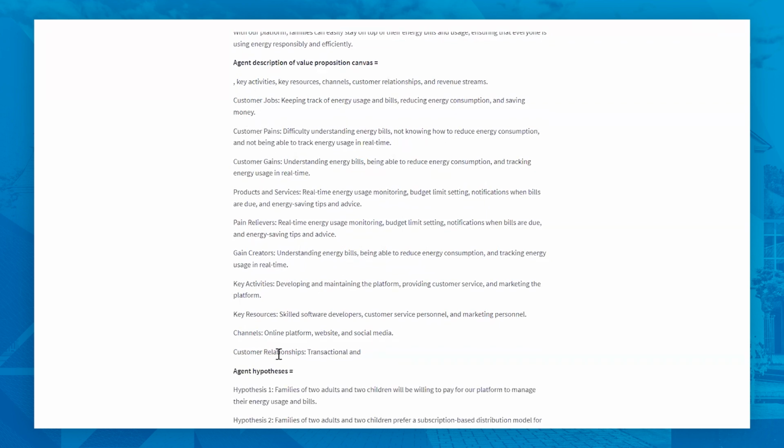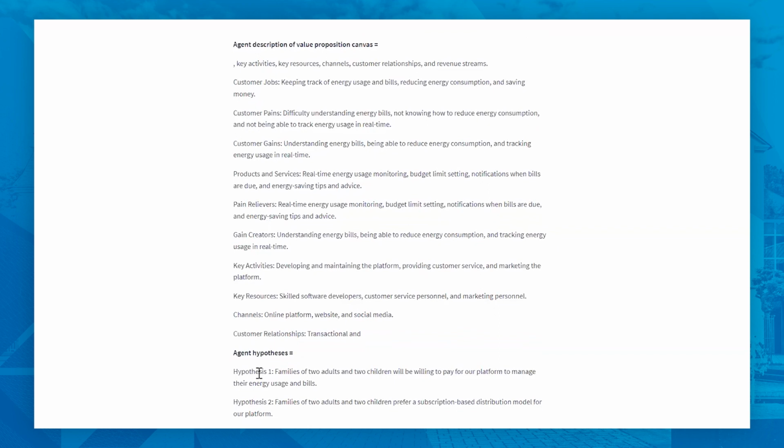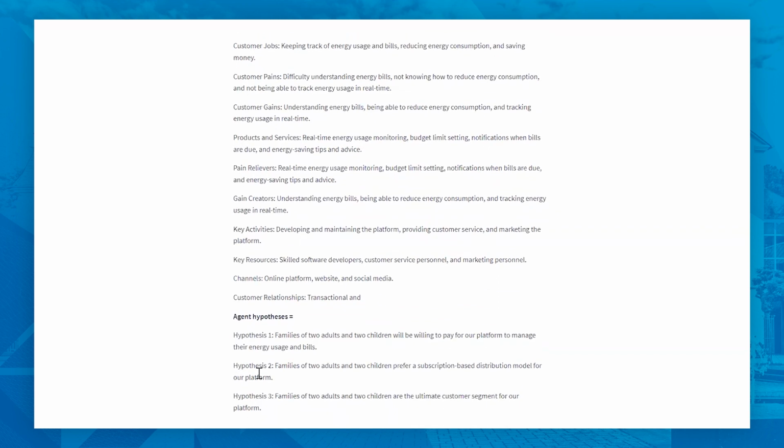And so on. And finally, it automatically generates some hypotheses that you would need to test if you want to start this business model. So you see here that, based on a limited number of inputs, it has generated a lot of information that builds on each other. And so that's an agent. So an agent is a kind of collection of prompts that automatically build on each other.